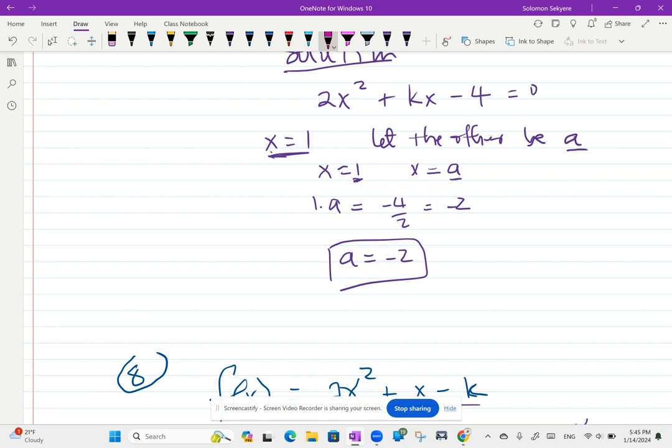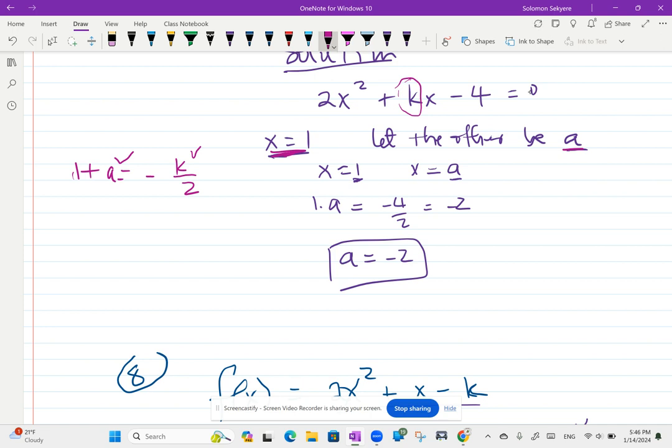Okay, so if x is equal to 1, that's one of them. Let the other one be, let's say, A. So we can say 1 plus A is what? What is the B in this equation? B is negative of K over 2. Well, we don't know K, so we can't find A. We are stuck. All right?